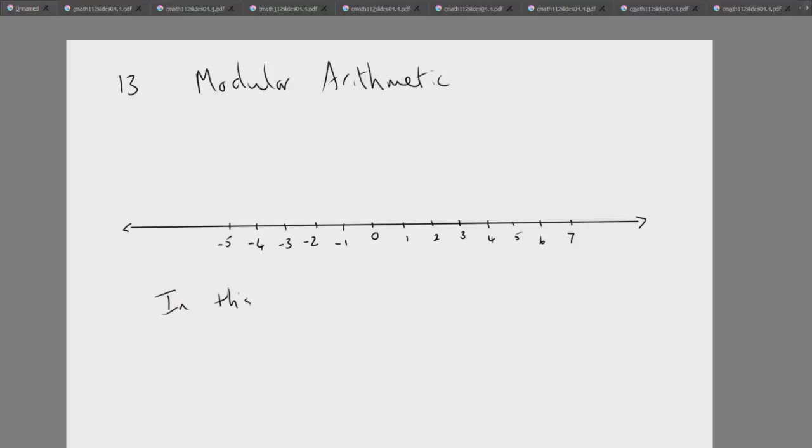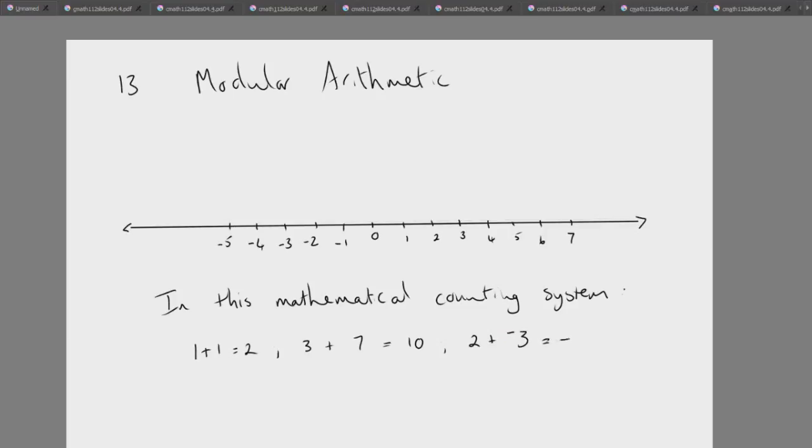in this, let's call it a mathematical counting system. We learn 1 plus 1 is 2. 3 plus 7 is 10. 2 plus -3 is -1, and so on and so on.